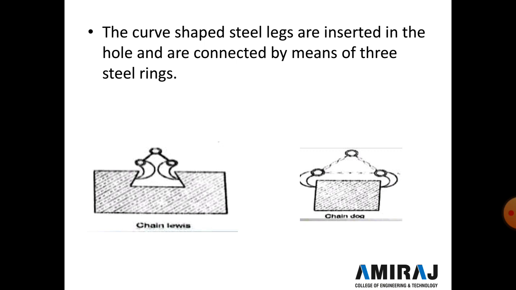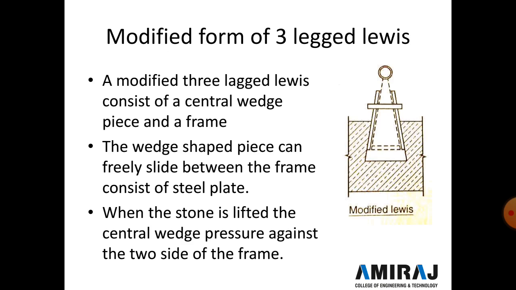So if the weight of the stone is higher, the dog leg levies is tightly fixed in the stone. Next type of the levies is a modified from the three leg levies. A modified three leg levies consists of a central wedge piece and a frame. The wedge shaped piece can be freely slid between the frame consisting of a steel plate, and when the stone is lifted, the central wedge is pressed against the two sides of the frame.